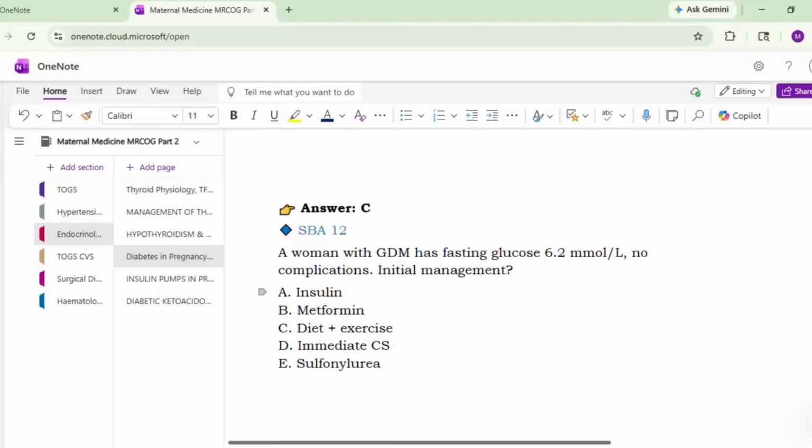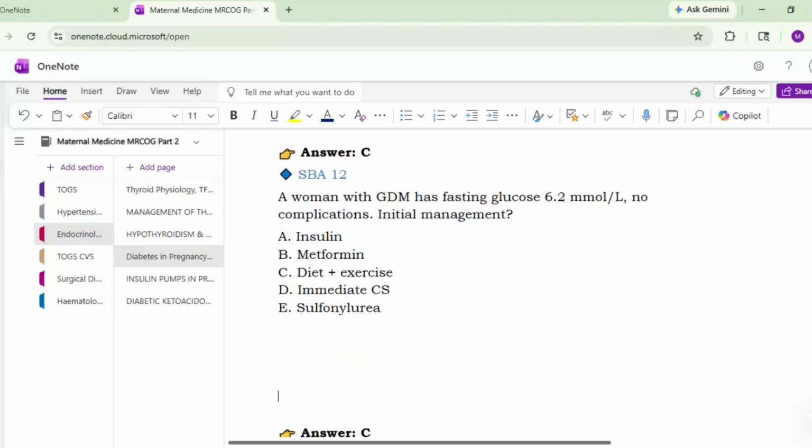Next. A woman with GDM has a fasting glucose of 6.2 millimole per liter. No complication. Initial management? A. Insulin. B. Metformin. C. Diet plus exercise. D. Immediate C-section. E. Sulfonylurea. It is C, diet plus exercise. What is the principle here? Less than 7, the first step is a lifestyle trial, diet plus exercise, for 2 weeks. If not controlled, add metformin. If still not controlled, go for insulin.